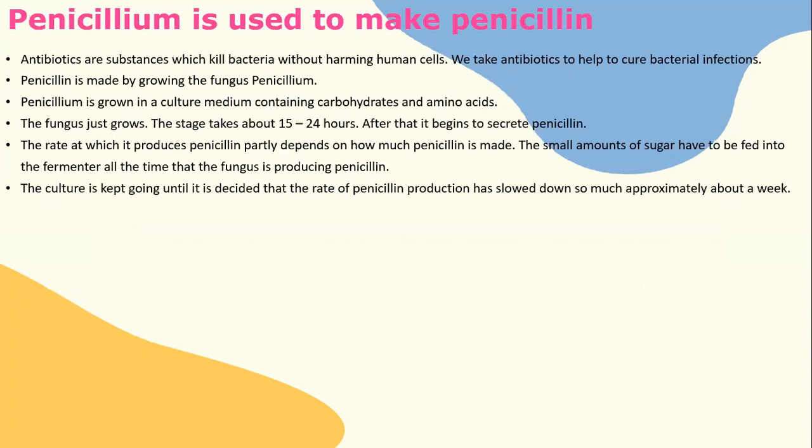After that, it begins to secrete penicillin. The rate at which it produces penicillin partly depends on how much sugar is made available. A small amount of sugar has to be fed into the fermenter all the time that the fungus is producing penicillin. The culture is kept growing until it is decided that the rate of penicillin production has slowed down so much, after approximately a week.